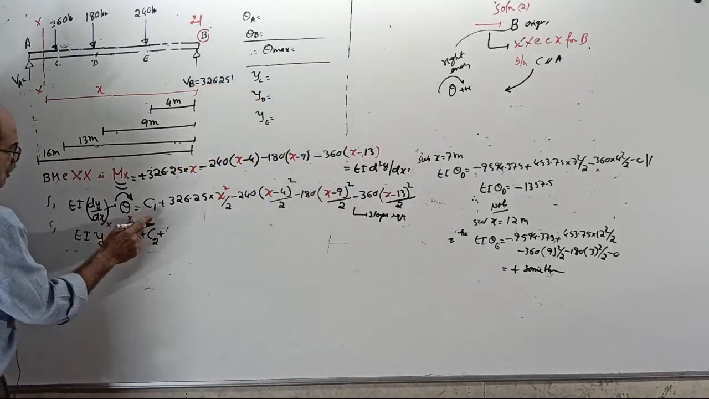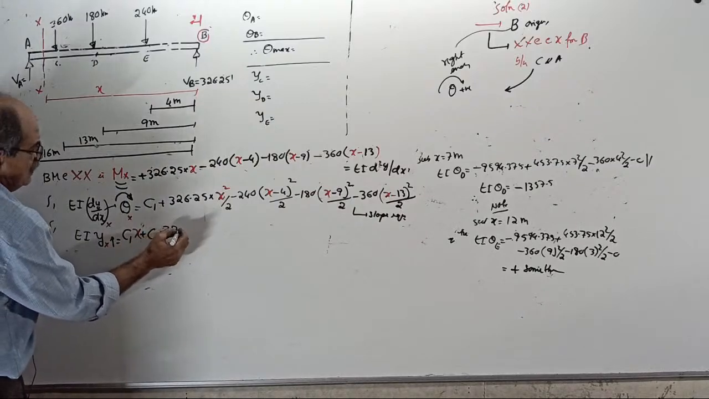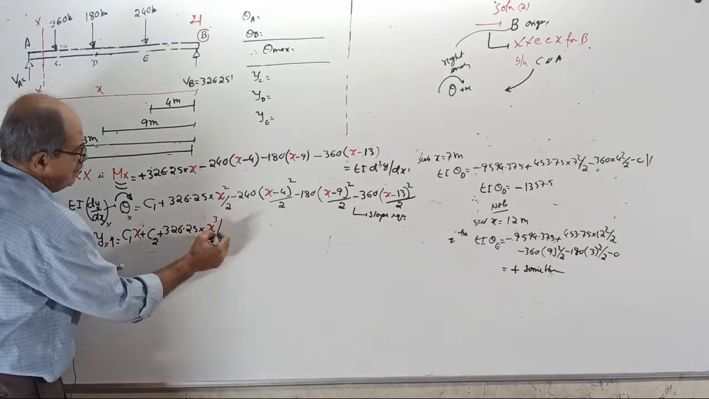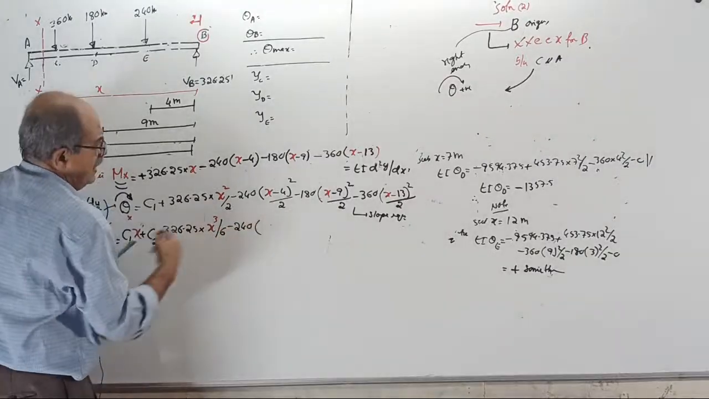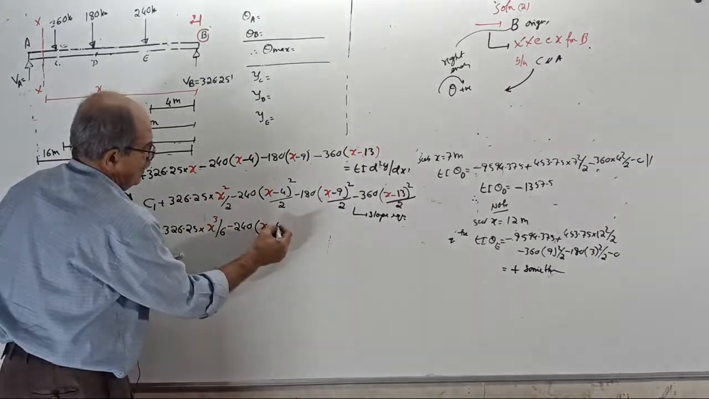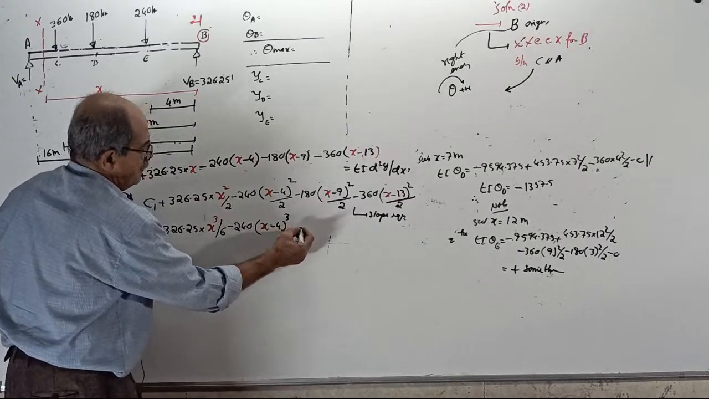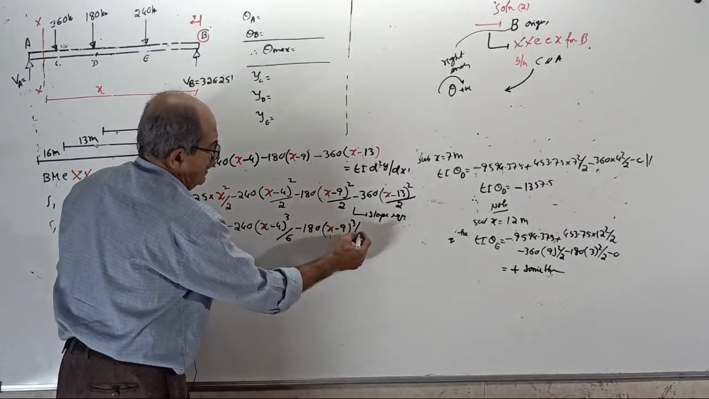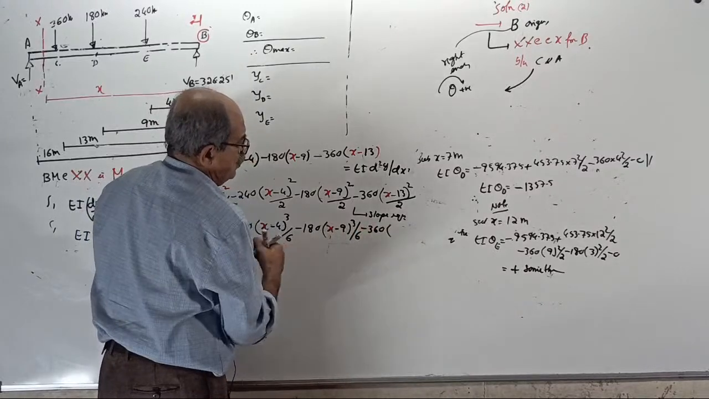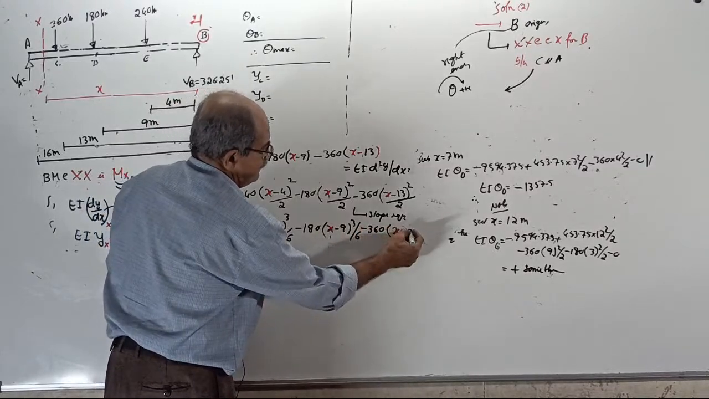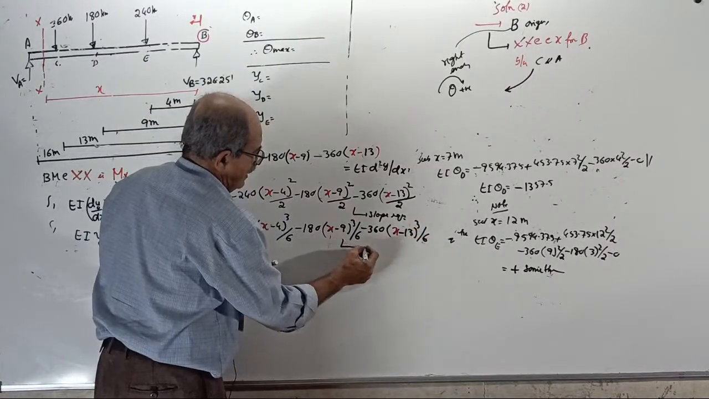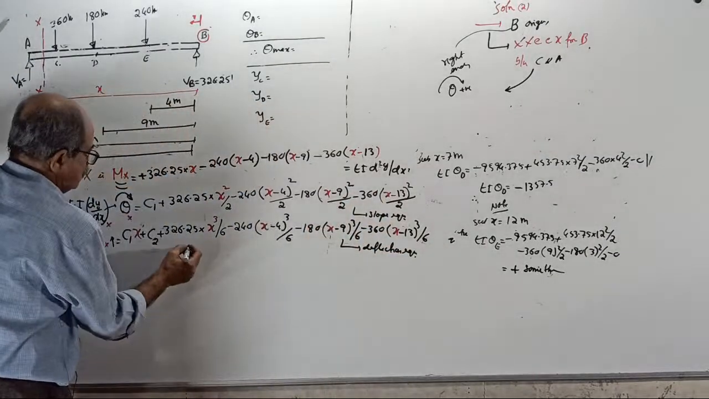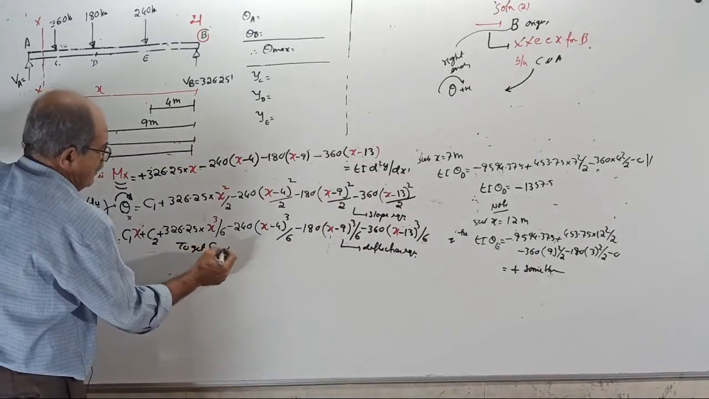EI y equals C1 x plus C2 plus 326.25 into X cube by 6, minus 240 into (X minus 4) whole cube by 6, minus 180 into (X minus 9) cube by 6, minus 360 into (X minus 13) cube by 6, is your deflection equation. Now, to get constants C1 and C2.